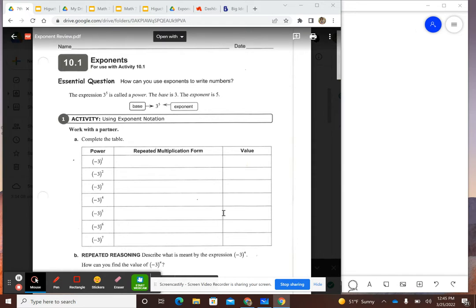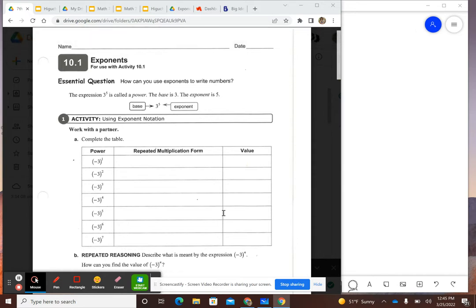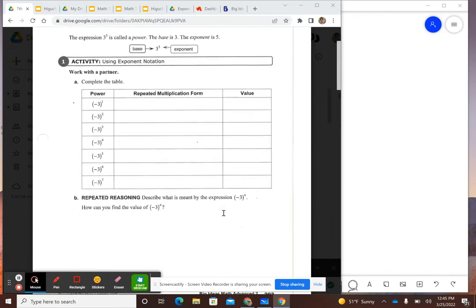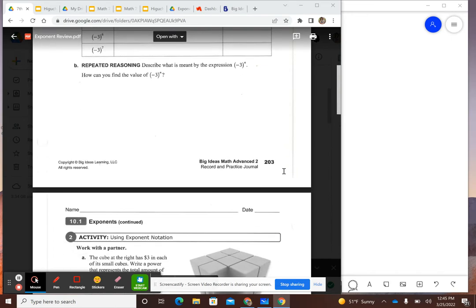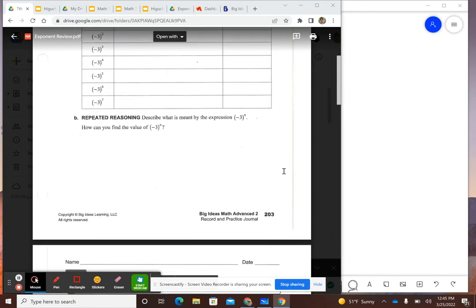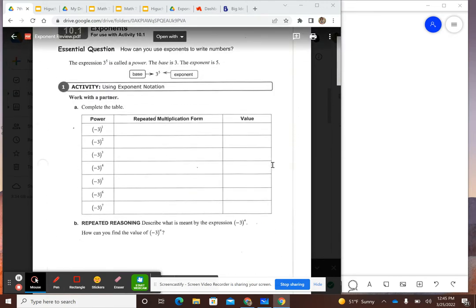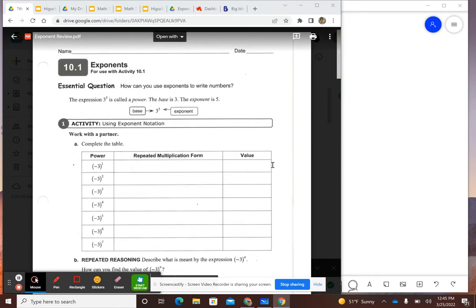For the first part of the lesson, you're going to need to go grab your RPJ, that's your record and practice journal or the workbook that's on the shelf at the front of the classroom. If you can't find a workbook up there, because you took it home or you never got one, I did make a few copies of these pages, but you'll see the first page that you're going to be working on is page 203. So pause the video and go grab your record and practice journal if you haven't already.